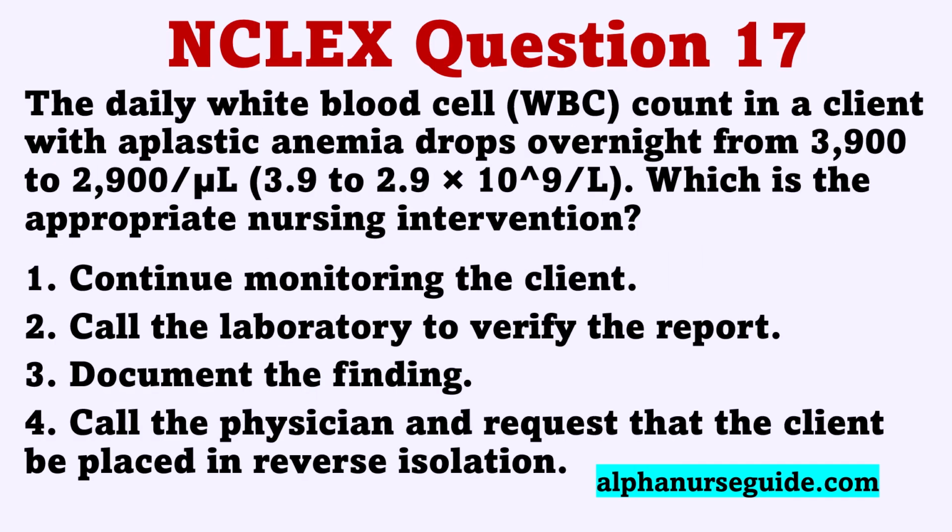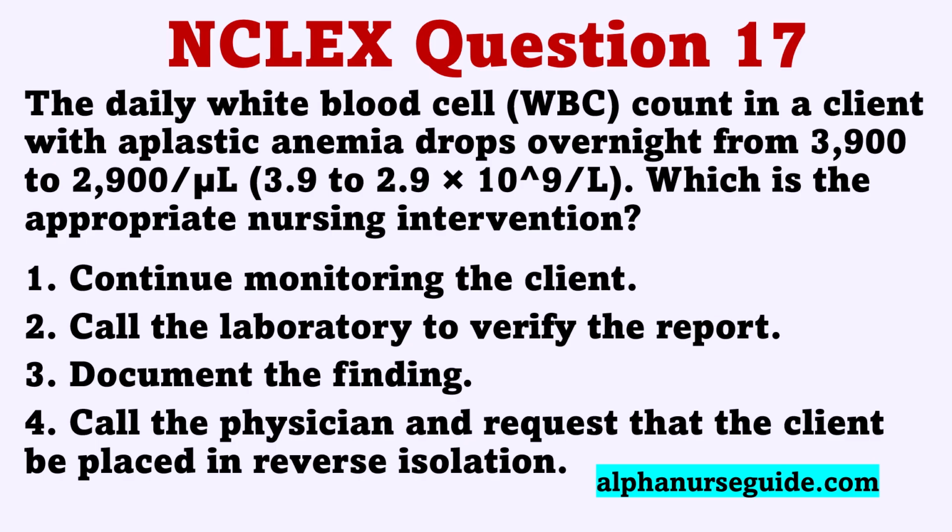The daily white blood cell count in a client with aplastic anemia drops overnight from 3,900 to 2,900 per microliter. Which is the appropriate nursing intervention? 1. Continue monitoring the client. 2. Call the laboratory to verify the report. 3. Document the finding. 4. Call the physician and request that the client be placed in reverse isolation.